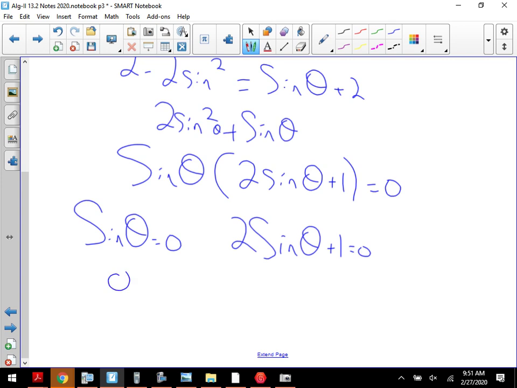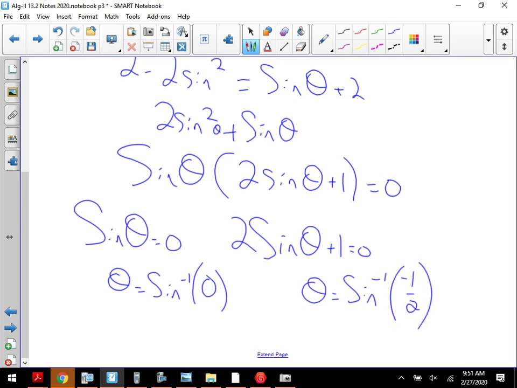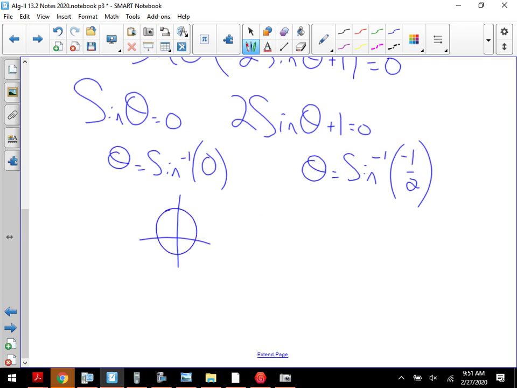So what angle has a sine value that's equal to 0? What angle has a sine value that's equal to negative 1/2? To be able to do that, you have to understand where it works. So we're not finding the specific number. We are, but sine, it's okay. We haven't gotten there yet.